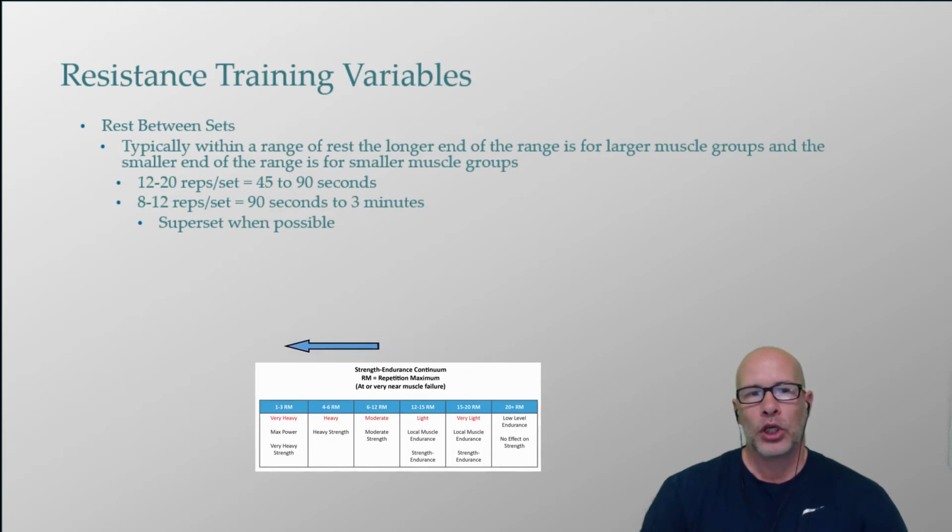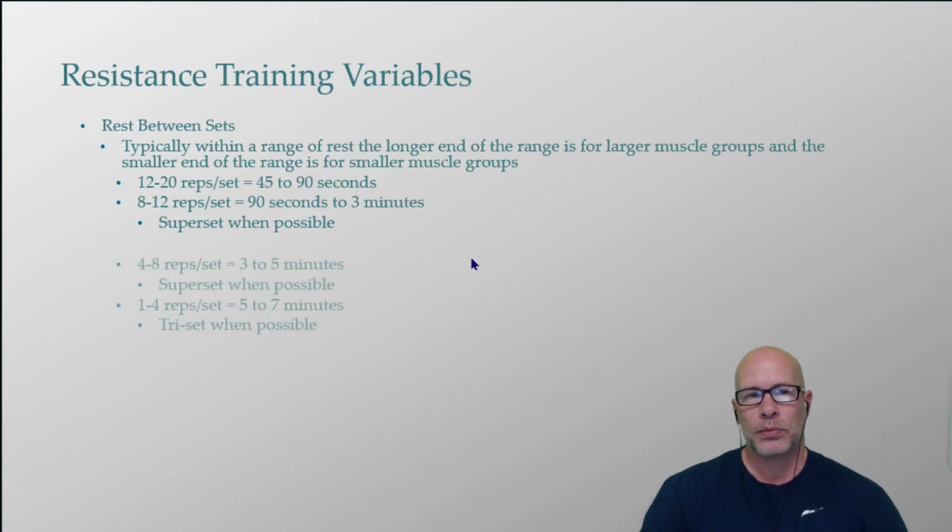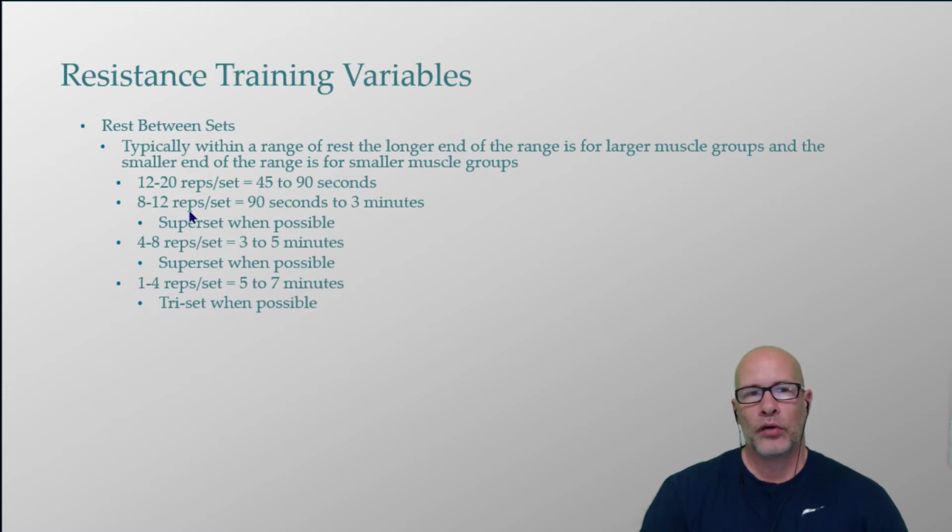But as you start moving down in repetition ranges and you're moving away from endurance and towards strength and maximum power, you want to start to increase your rest periods between sets so that in the 8 to 12 repetition range, it starts to become 90 seconds for your smaller muscle groups and 2 to 3 minutes for your larger muscle groups. In the 4 to 8 repetition range, it's more like 3 to 5 minutes, and in the 1 to 4 repetition range, it's in the 5 to 7 minute range.